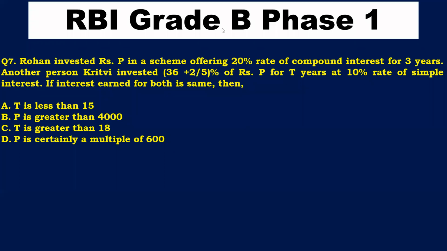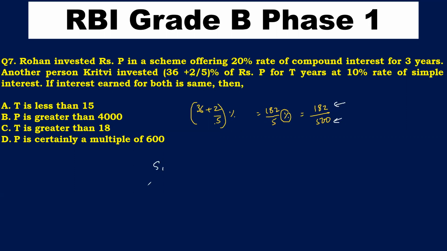Rohan invested P in a scheme offering a 20% rate of compound interest for 3 years. Another person, Krithvi, invested 36 plus 2 by 5. Now 36 plus 2 by 5% means 36 into 5, 180, 182 upon 5%. That means the percent sign means by 100. So it is 182 upon 500. So that means if in the first scheme he is investing 500, in the second scheme he will be investing 182. That is what it means.